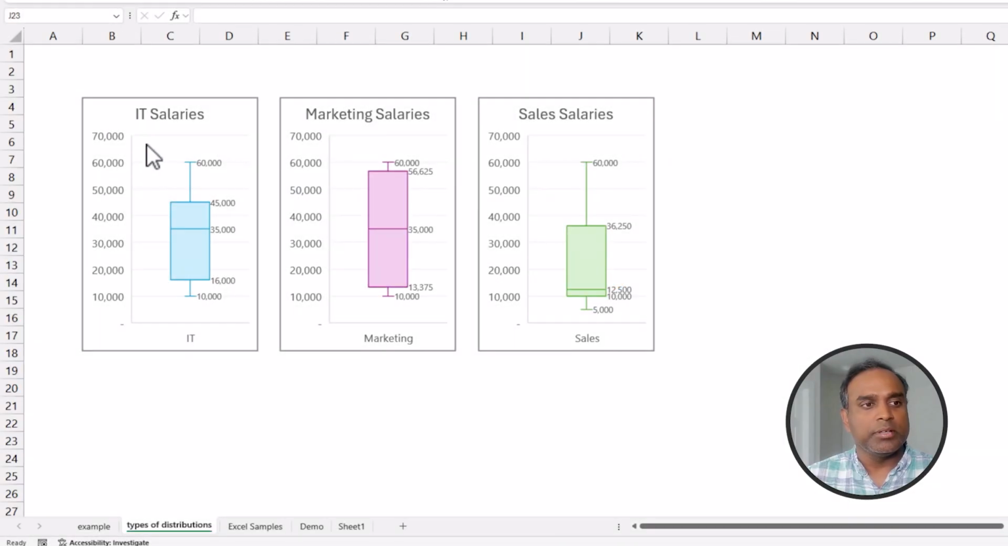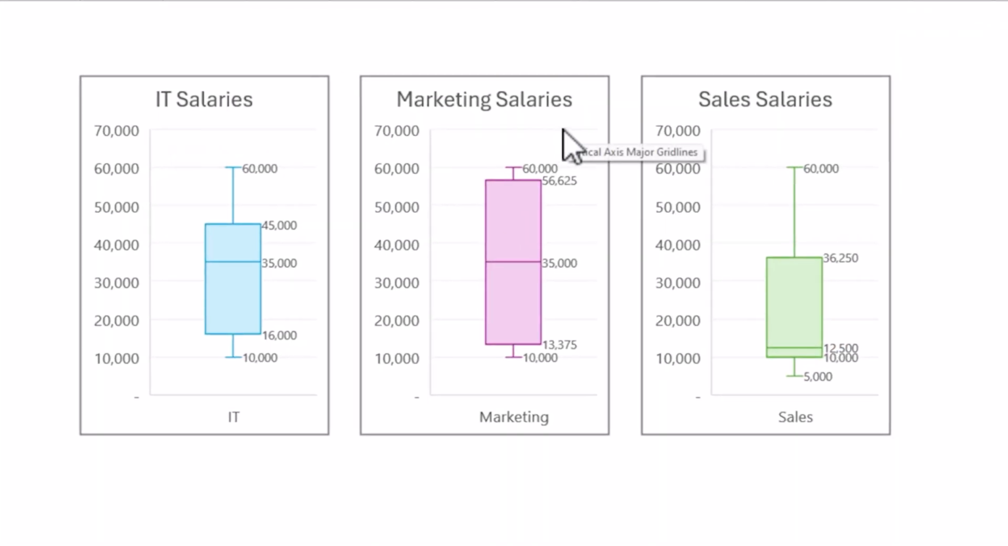Now let's take a few examples to understand how we can use the box plot to interpret insights from the data set. For example, I have three side-by-side box plots: the IT department salaries, marketing department, and sales department. I have chosen data in such a way that the scale on the y-axis is the same, so it allows me to compare even better. There are a few things that we can look at to gain insights from these data sets.